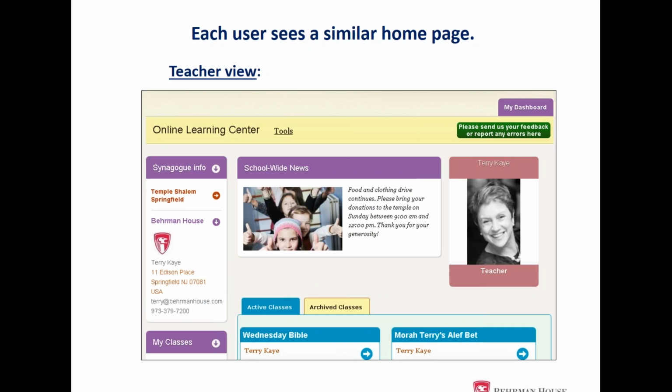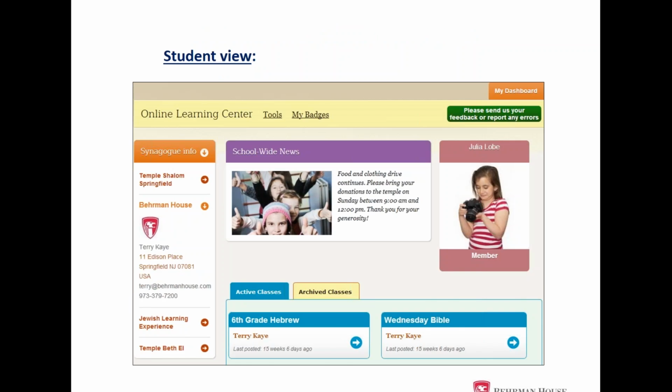Each user sees a similar homepage. So if I were a teacher, it would look similar in that I'd see the information about my school. In the center, I would see any school-wide news. I would have a picture of myself, the teacher, and I would have in the blue tabs any classes that I am teaching. Students also have a similar view in terms of school-wide news, synagogue information. They could put a picture of themselves there if they would like. And in the blue are the list of classes that they are enrolled in. Most likely just one, but it's possible they would be in a second class as well.